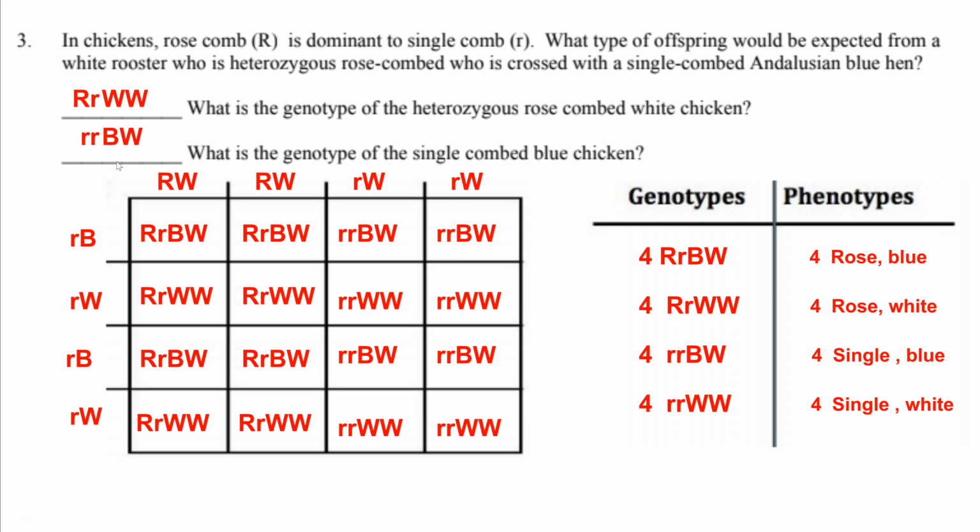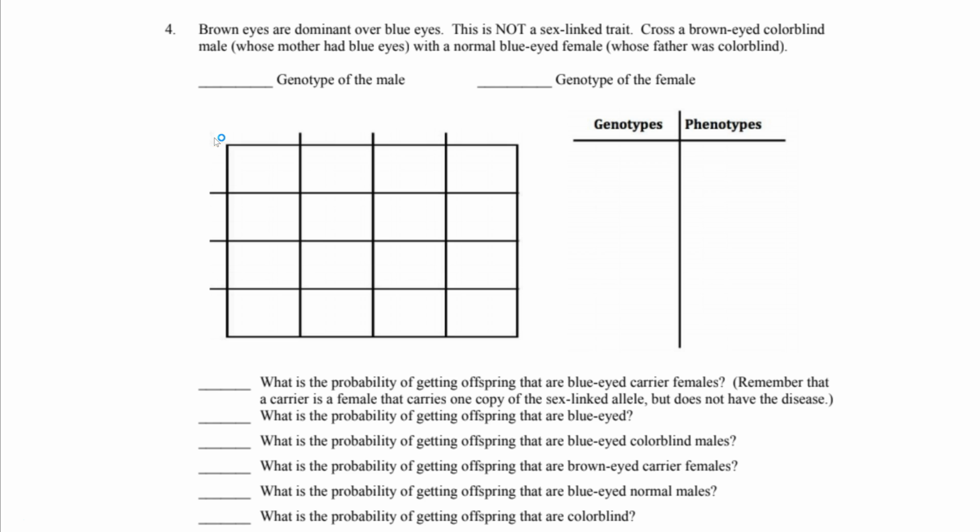Okay, this next problem I'm going to go over, only the pre-AP classes had to do, but if you're in regular biology, you feel free to do it for a challenge, but pre-AP classes, this was required. So it says brown eyes are dominant over blue eyes.